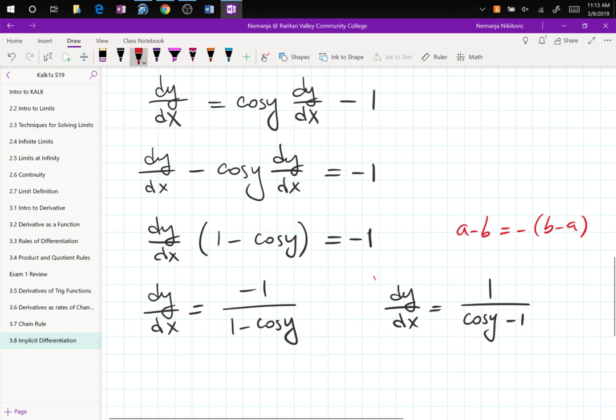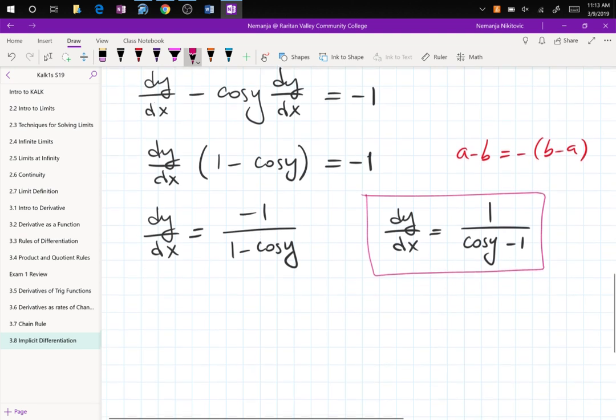I have the answer. Observe that your answer here is in terms of y. And that will happen often in these implicit problems, right? That you will have answers in terms of functions of y, which is okay.